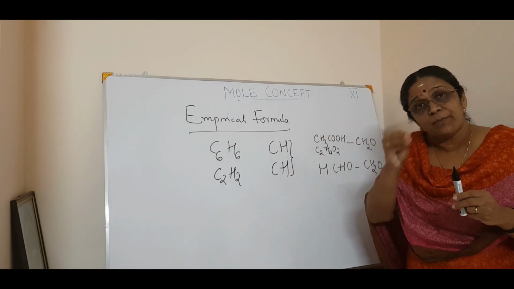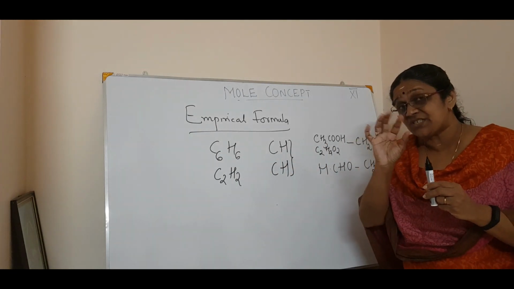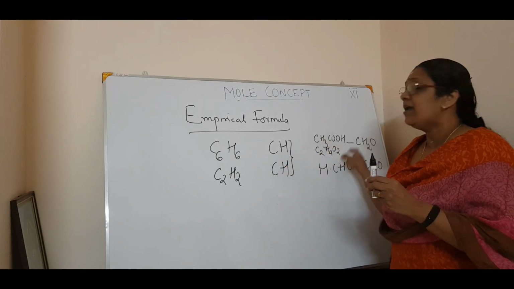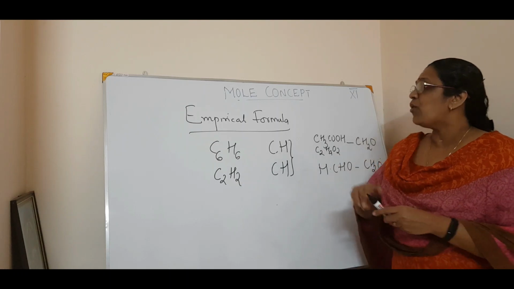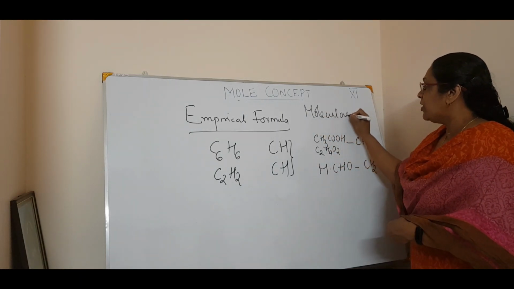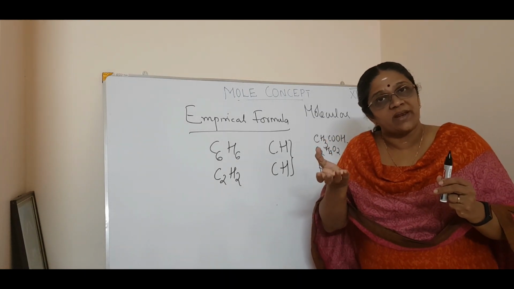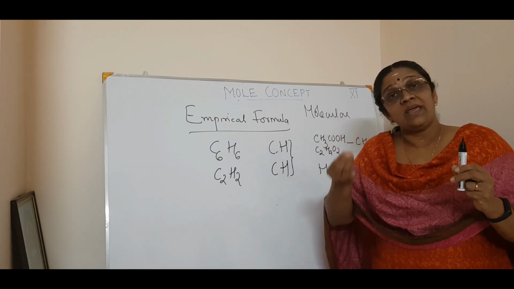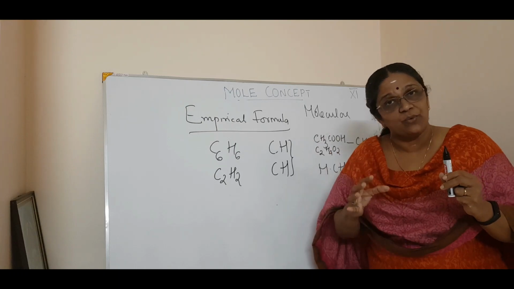So, what I want to say is, this empirical formula only gives you information about the simplest ratio of the various elements present in a molecule. Is it clear? Now, what about the molecular formula? What is molecular formula? Molecular formula means the actual representation of a molecule, correct? From a molecular formula we know how many atoms are present in that molecule, isn't it?